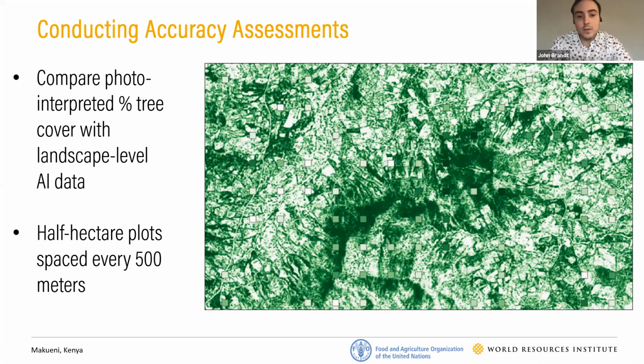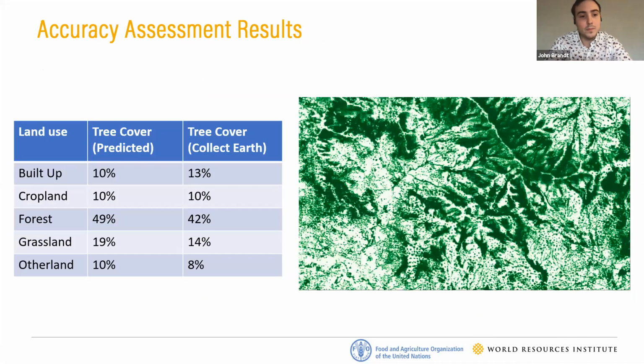So what we can do is utilize this photo interpreted data to conduct accuracy assessments. Next slide. That ensures that the remotely sensed data lines up with the results of a Collect Earth Mapathon. This allows the Collect Earth data to feed into the generation and validation of spatially explicit maps that can be utilized for both baselining and monitoring of project and landscape scale restoration activities.